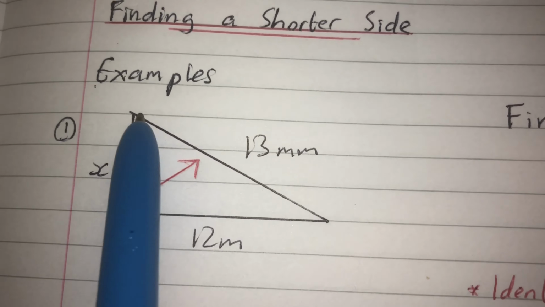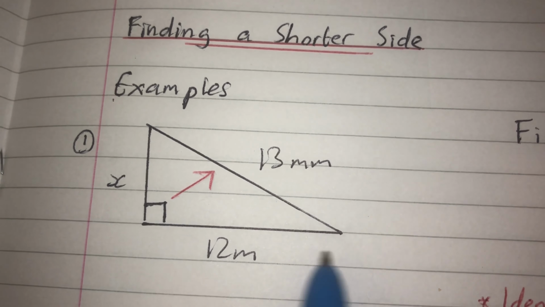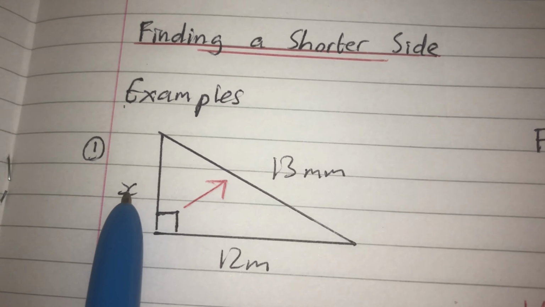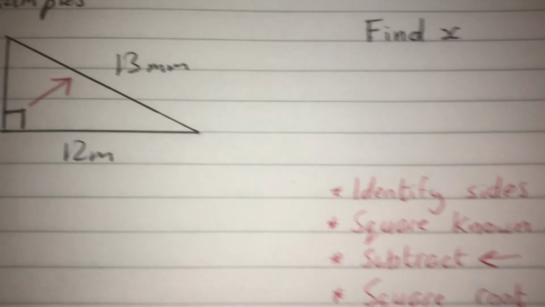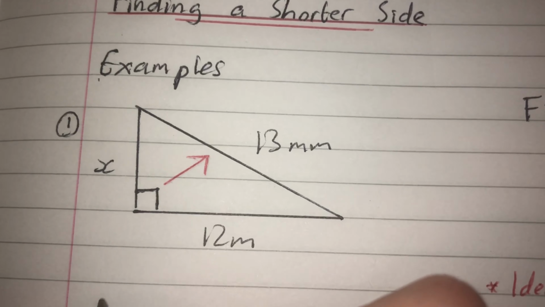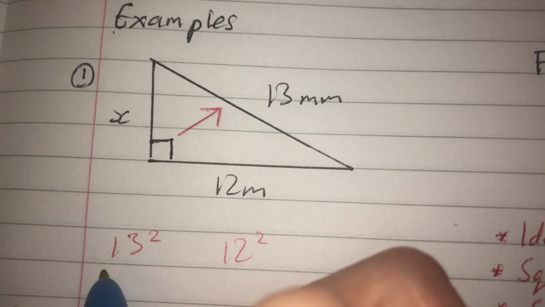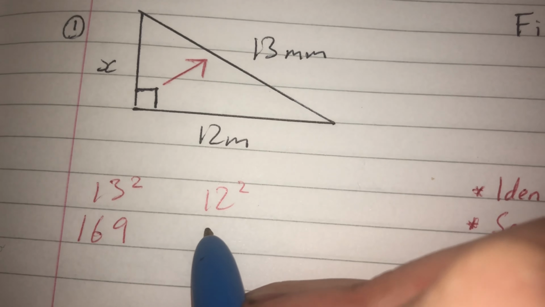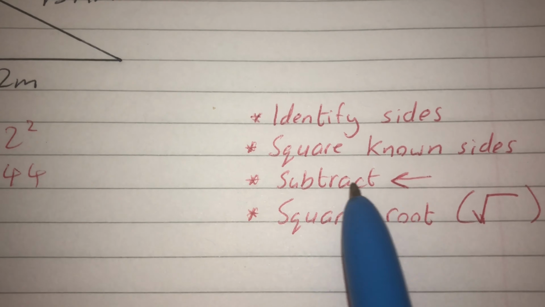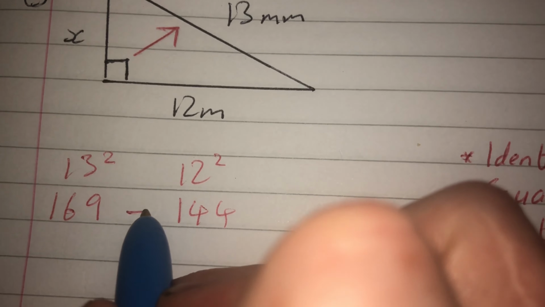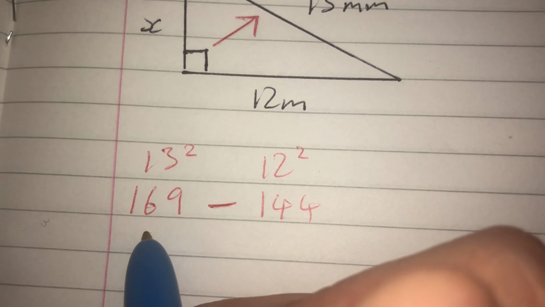Now, I'm given the hypotenuse, that's how I know I'm finding a shorter side. And you can even tell, even though it's a diagram that's not drawn to scale, that this is a shorter side. So we're finding a shorter side, okay? The next step is the same, square the known sides. So I'm doing 13 squared and 12 squared. 13 squared is 169, 12 squared is 144. And this is the only bit that's different: when we're finding a shorter side, we have to subtract instead of add, okay? 169 take away 144 is 25.